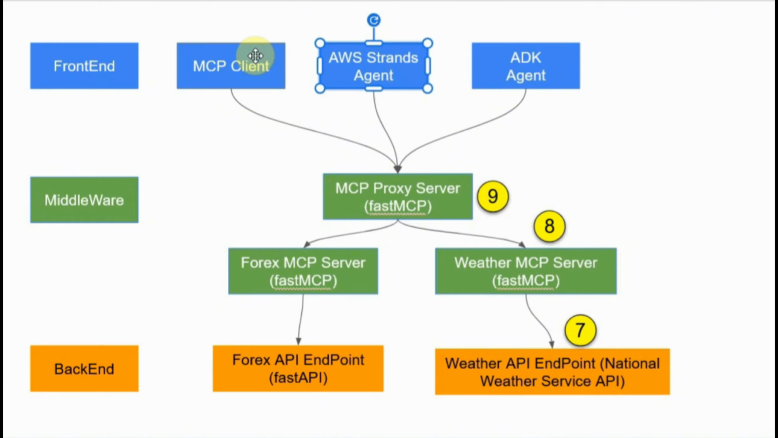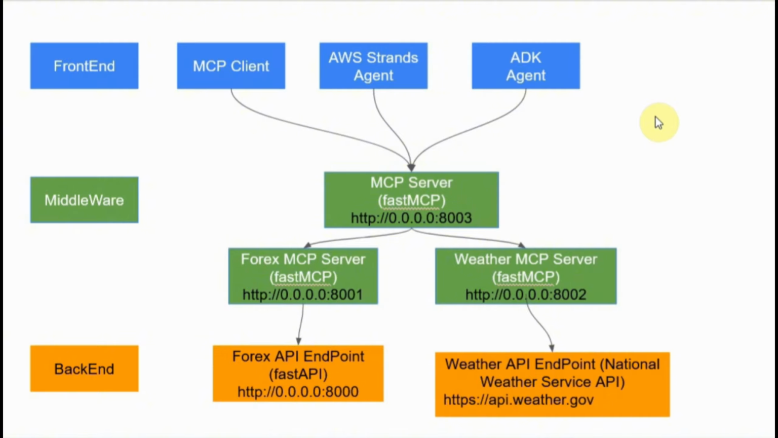And then we will update the MCP Client, AWS Strands Agent, and ADK Agent. Finally, the architecture setup for this implementation will have the weather server deployed at localhost port 8002, and the original Weather API is located at https://api.weather.gov.